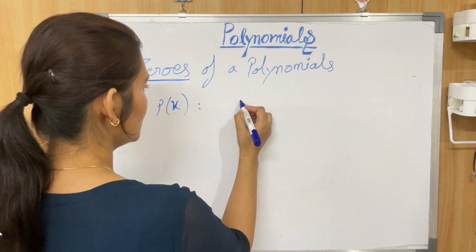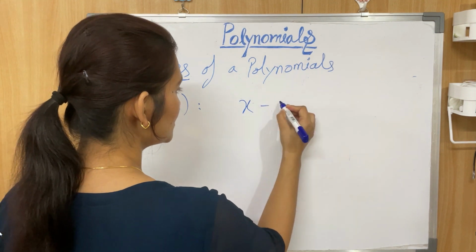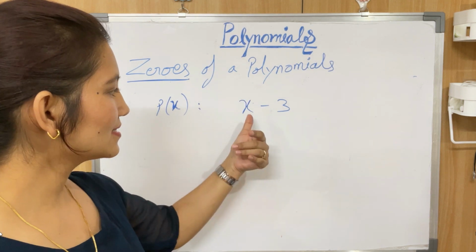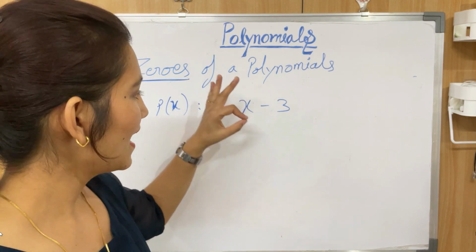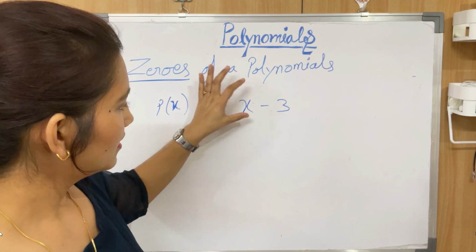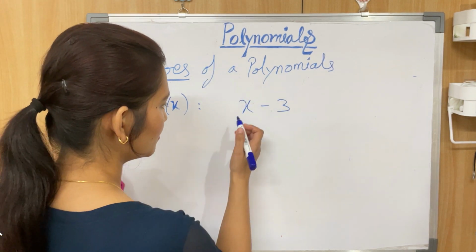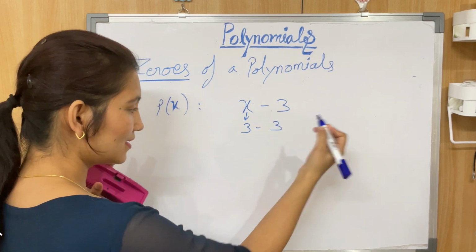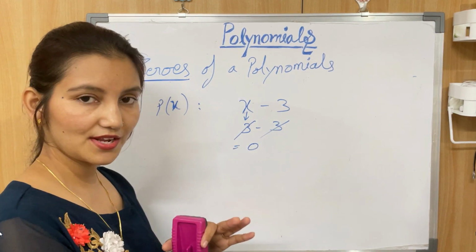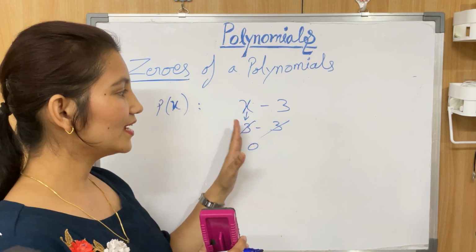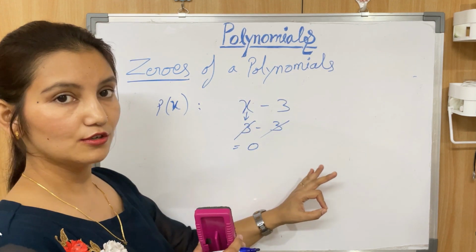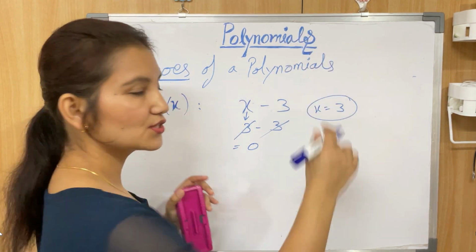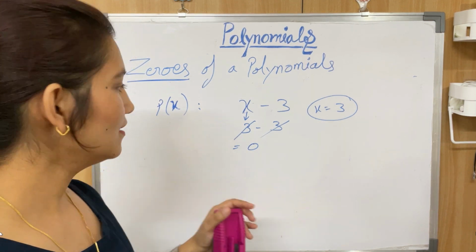Let's take x minus 3. What do you think? What is the 0 here? If you place 3 in place of x, at 3 this expression will reduce to 0. So 3 minus 3 would be 0, it cancels out. So 3 has reduced this expression to a 0. That's why the 0 of this expression is 3. So 3 is the 0 of this expression. Clear?